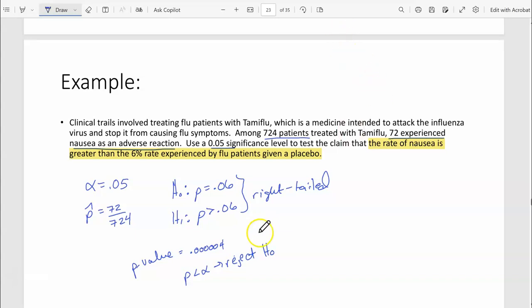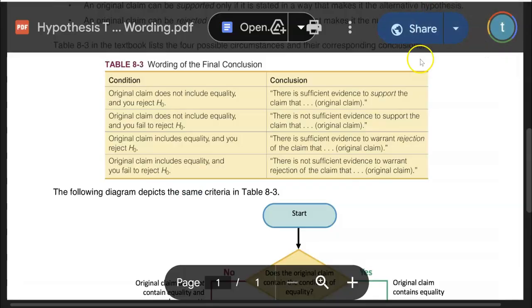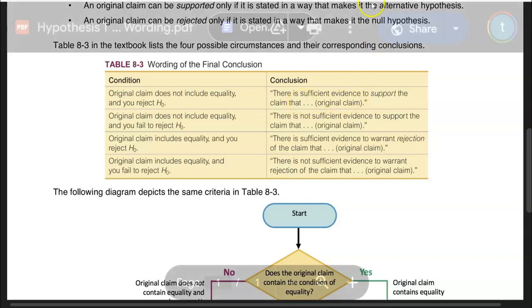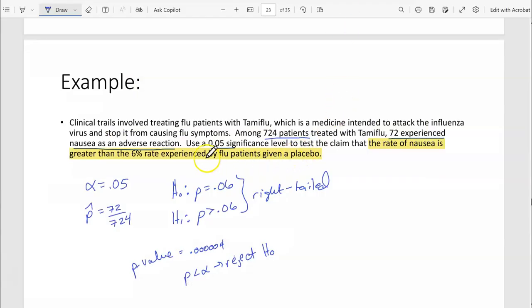So how do we phrase this? So let's go back to our chart. The original claim does not have an equality. It used the words greater than, and we did reject h naught. So we would start by saying there is sufficient evidence to support the claim that. And notice we're supporting that alternative hypothesis.